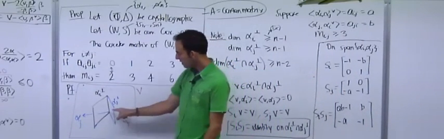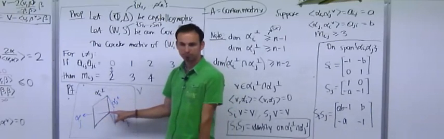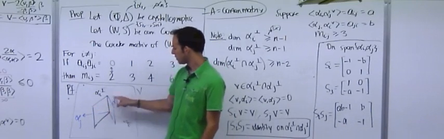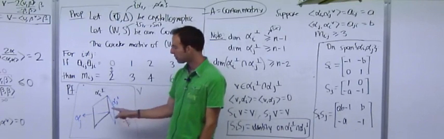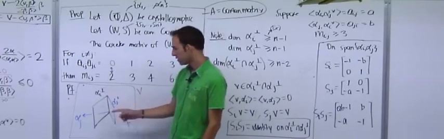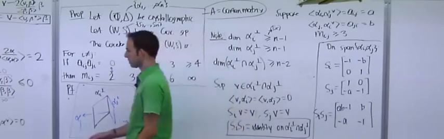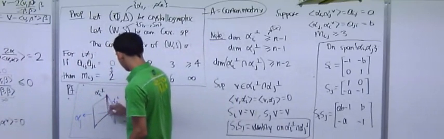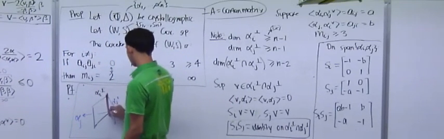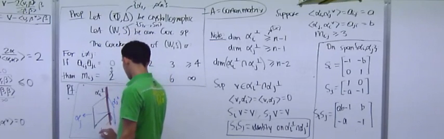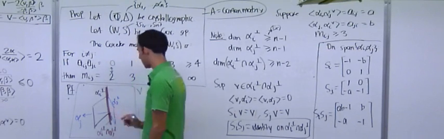Alpha i is a vector, and so this black thing is a hyperplane, dimension n minus 1. Alpha j is another vector, and so this blue thing is another hyperplane, dimension n minus 1. And generally, they intersect in an n minus 2 dimensional thing. Okay? And so this line right here is crucial. This line right here is alpha i perpendicular intersect alpha j perpendicular.